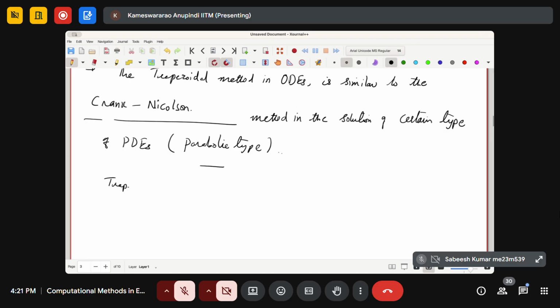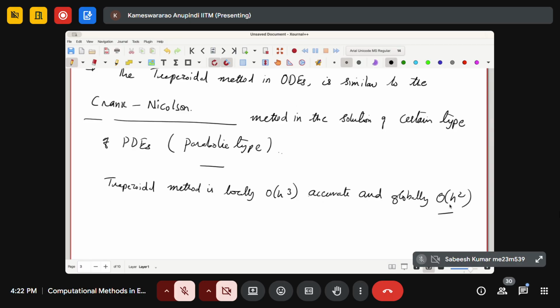So for now we are going to just write it. The trapezoidal method is locally order h cube accurate, and globally it is going to be order h square, with the same logic as we discussed yesterday. We get h cube order of accuracy per step, that is locally. But when you do it over several steps, you have to multiply that by n, and n is nothing but L by h, which gives you only L times h square. So that is basically order h square accuracy globally.